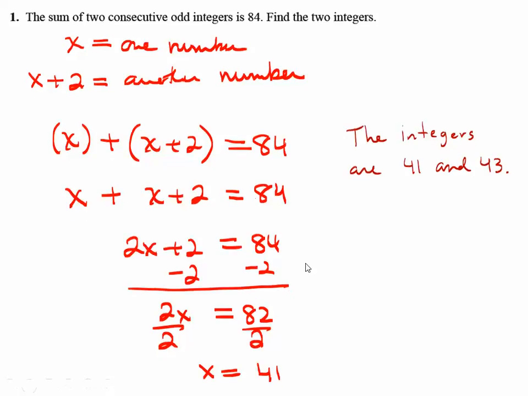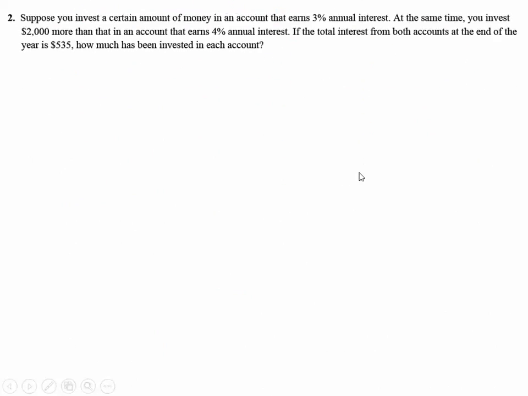All right, going on to number 2. Oof, got lots of stuff here. Now we wish we would have printed out the matched problems, right? Okay, suppose you invest a certain amount of money in an account that earns 3% annual interest. At the same time, you invest $2,000 more into an account that has 4% annual interest. Total interest for both accounts is $535.